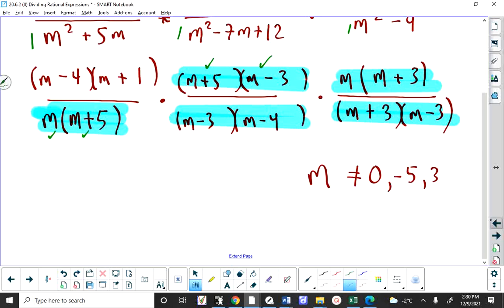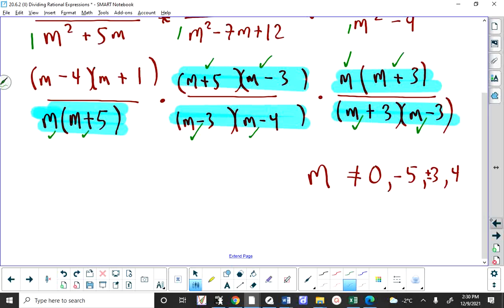I have taken care of this because it's the same as what I just did. M minus 4 gives me a non-permissible value of 4. And then I have this one, which I've taken care of. I have the m minus 3, which I've taken care of. I'm going to do the m plus 3 right now, which gives me a non-permissible value of -3. I'm just going to put plus or minus in front of that 3. You can write -3 if you like. And then it's slash and burn time.